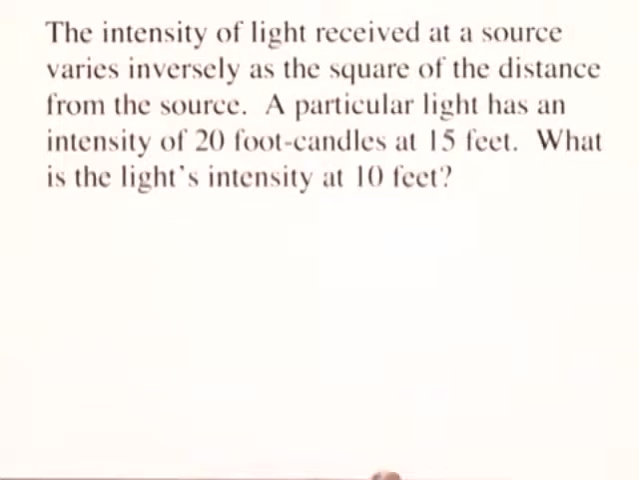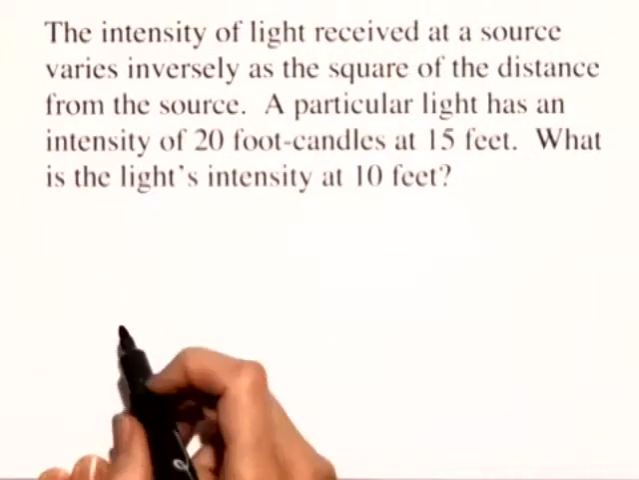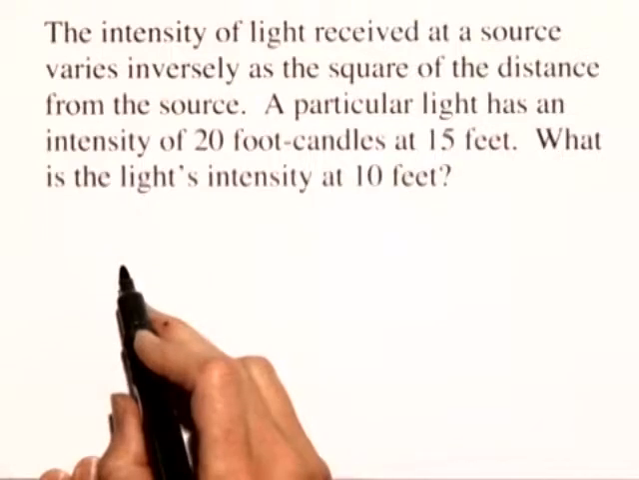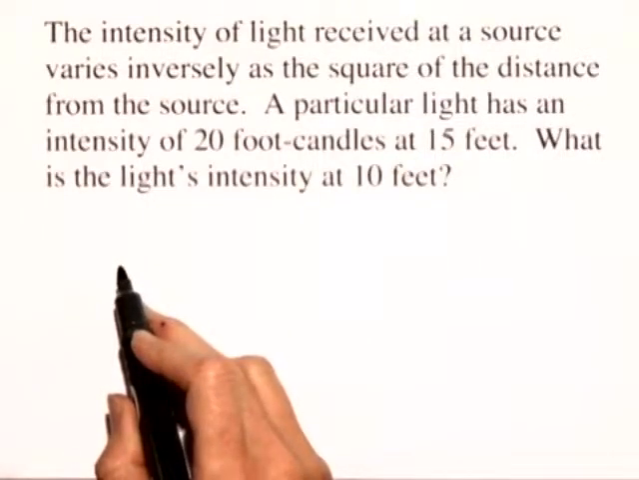For this example, we're going to look at an inverse variation problem. We have the intensity of light received at a source varies inversely as the square of the distance from the source. A particular light has an intensity of 20-foot candles at 15 feet. What is the light's intensity at 10 feet?